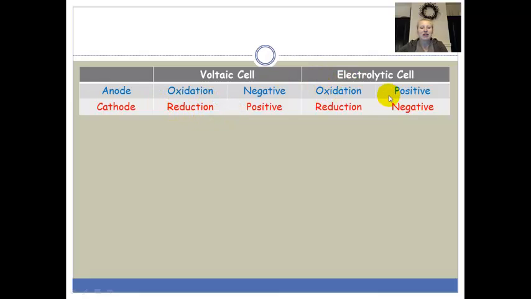In an electrolytic cell, again, oxidation still occurs at the anode and reduction still occurs at the cathode. But here the cathode is the negative electrode, because this is what's giving up the electrons for reduction, and the anode is positive because that's what's taking the electrons for oxidation.